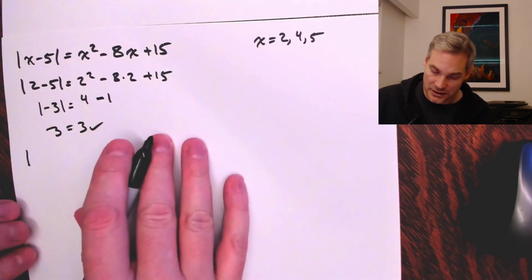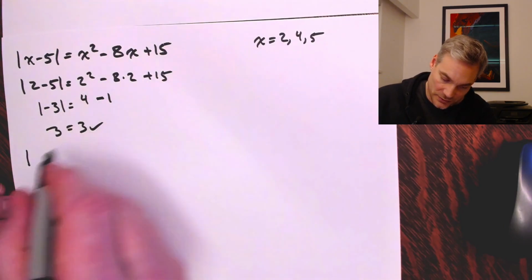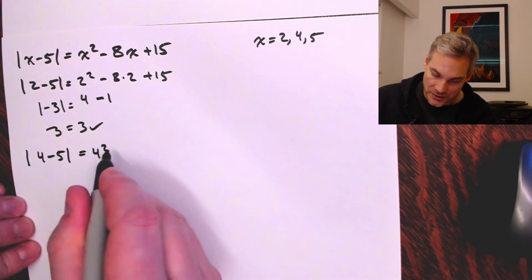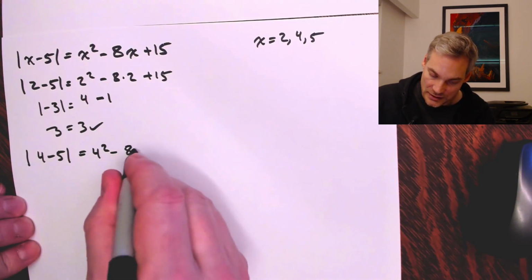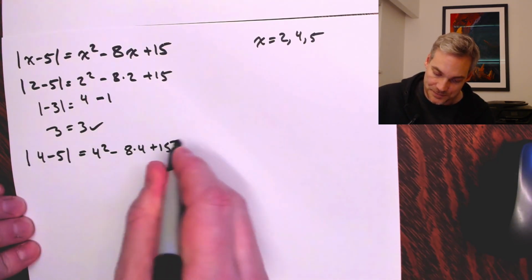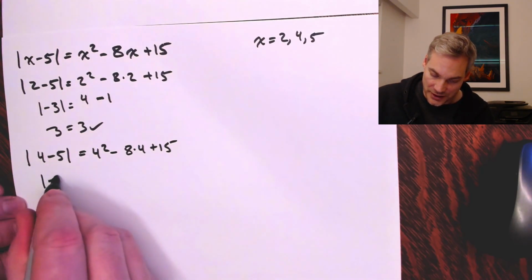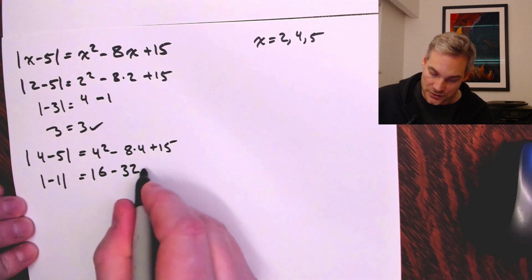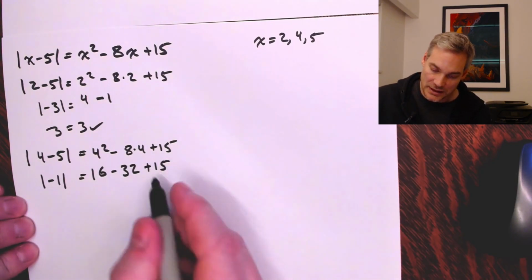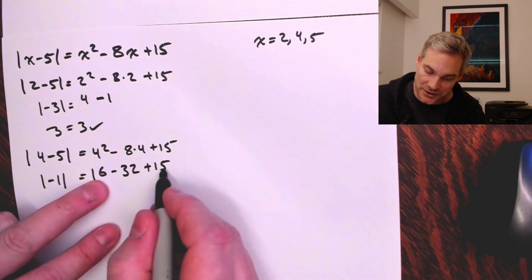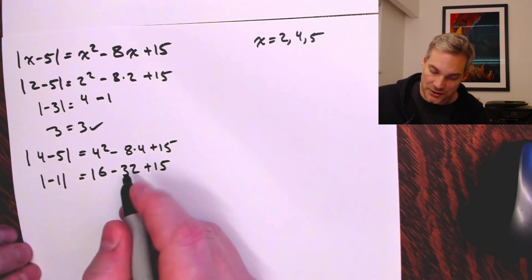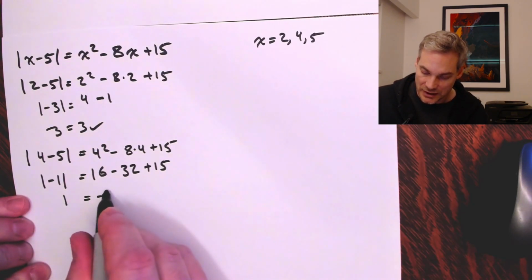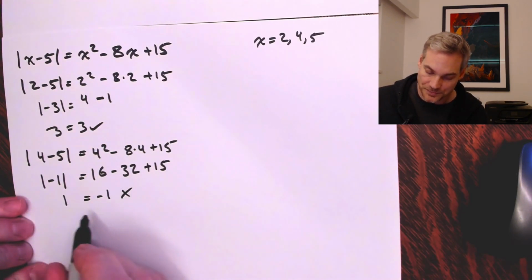We have x equals 4, so we have |4 − 5| equals 4² − 8 times 4 + 15. And this is the absolute value of −1. This is 16 − 32 + 15. And what that gives me is 16 plus 15 is positive 31, minus 32, which is −1. That tells me that the absolute value of −1 equals −1, and that's not true.